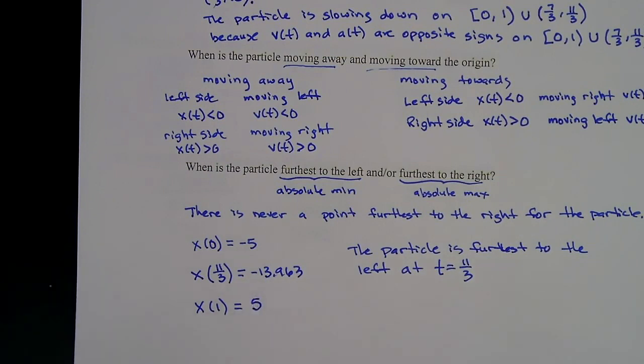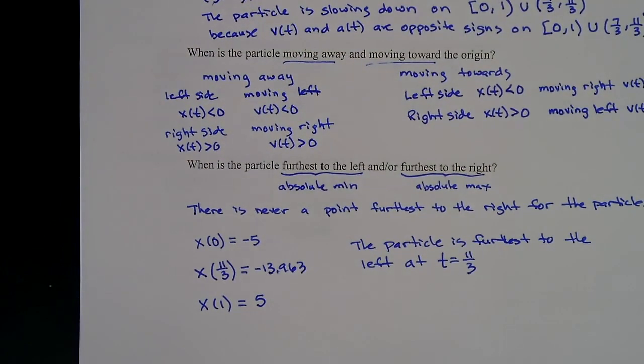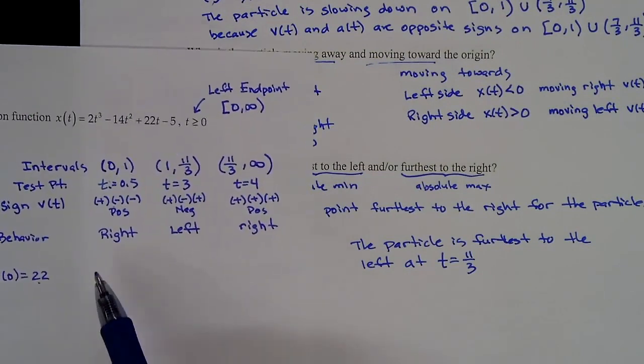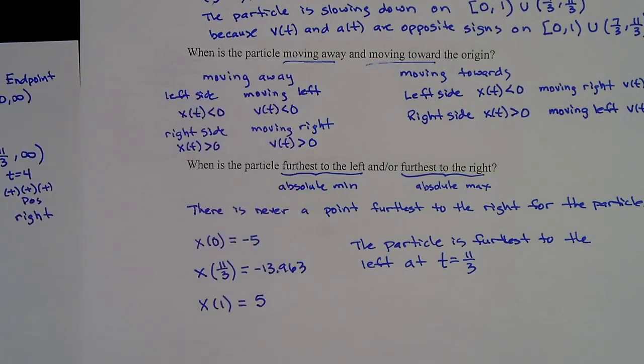So this is kind of like the candidates test, other than we don't have a closed interval. But you could check the critical values and kind of understand what's going on here. We can't go furthest to the right, so this would never have an absolute maximum. This would just have an absolute minimum, because the position function just keeps going up and up and up after 11 thirds.